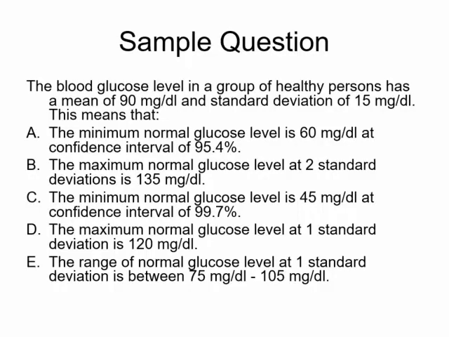Okay, this is a sample of exam question. The concept is you have a value of mean of 90 milligram per deciliter and standard deviation of 19 milligram per deciliter.